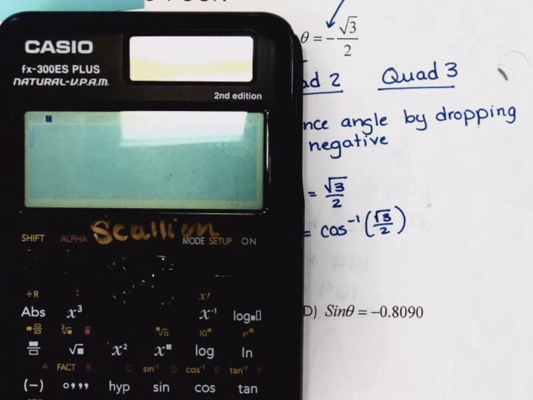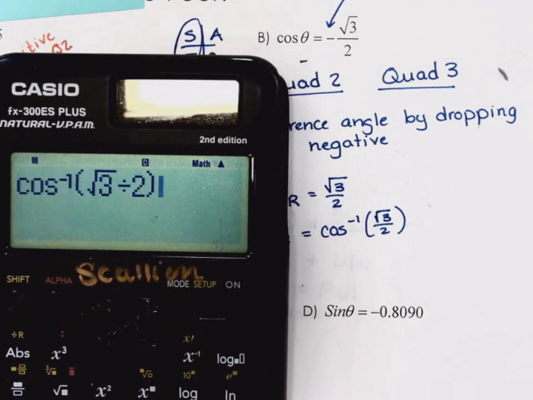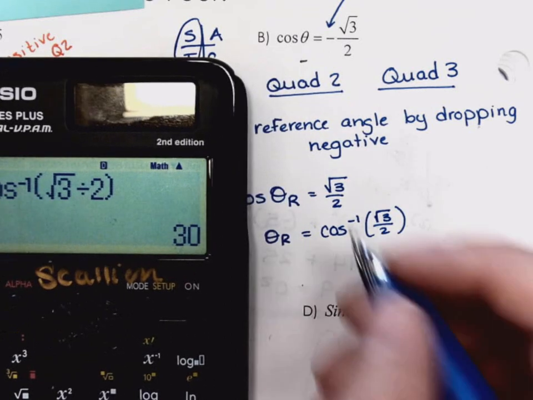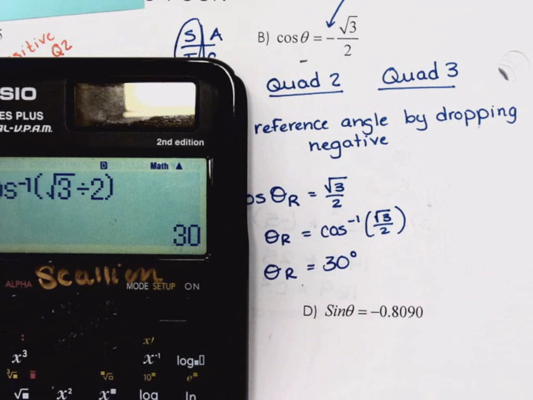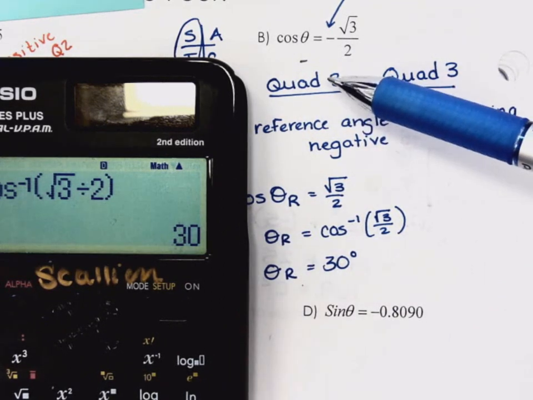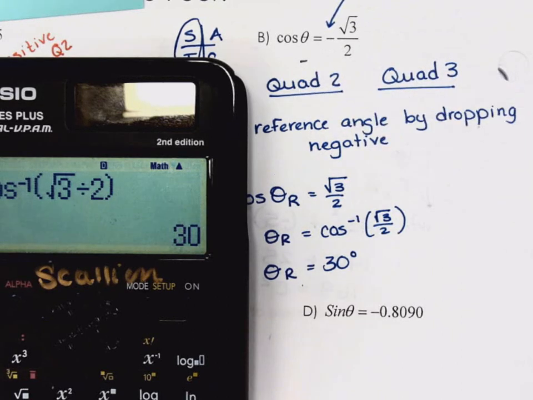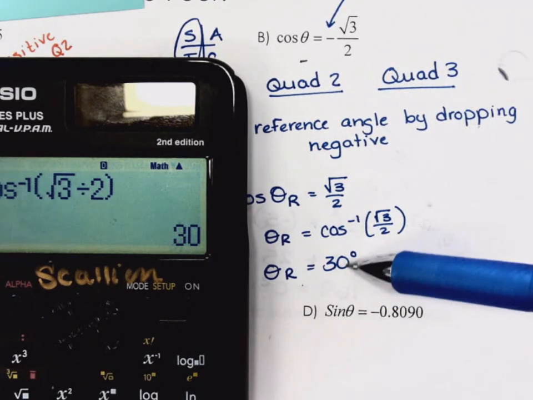All right, so second function, cos, root 3, and I need to get out from under there, divide by 2, and I'm going to close my brackets. Sorry guys, that's hard to see. And I'll hit equals. Oh, I got 30 degrees again. This is handy. So my reference angle is 30 degrees. So I've just solved for my reference angle. Now I need to use my rules from quadrant 2 and quadrant 3 to get my real answers. This is a helper.